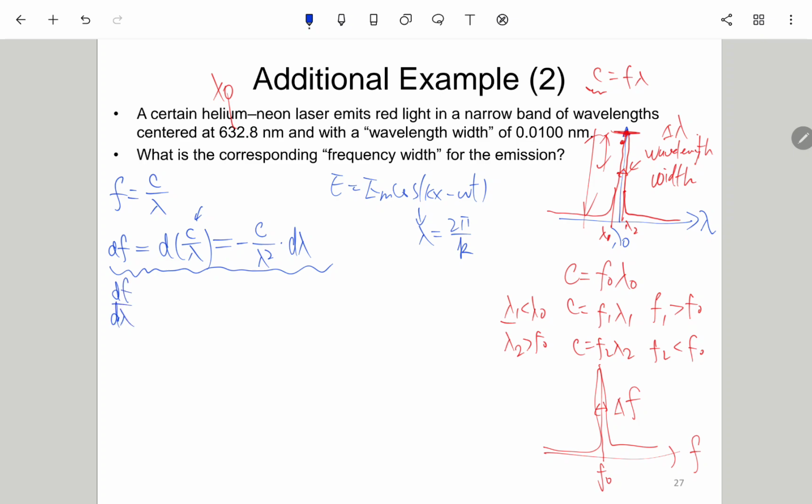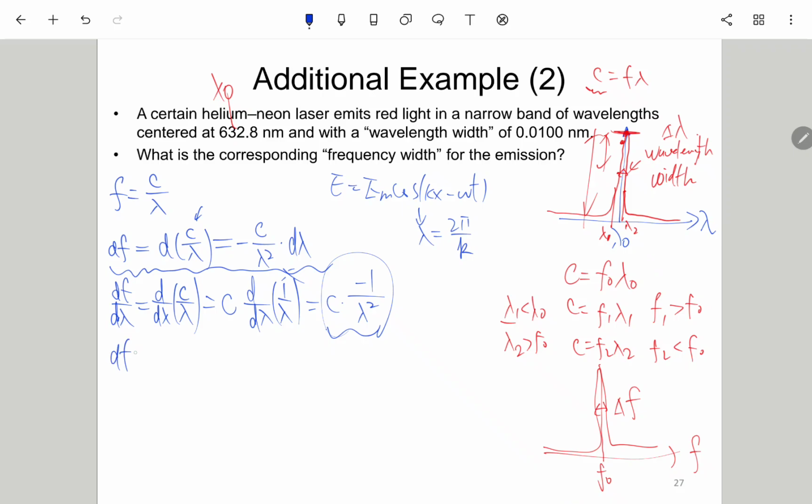df d lambda, okay, will be equal to d over d lambda of C over lambda, okay, and then C is a constant, so here we have C times d over d lambda of 1 over lambda, okay, so this is lambda to the negative 1 power, so the derivative will be C times negative 1 over lambda squared, okay, so this is actually this one, okay, and then you try to move this d lambda to the right side, which is actually this one. Okay, so here we can try to plug in all the things into there.